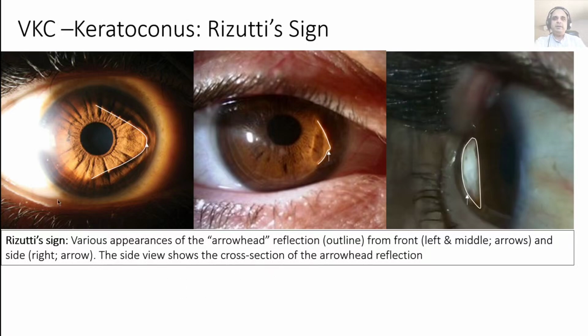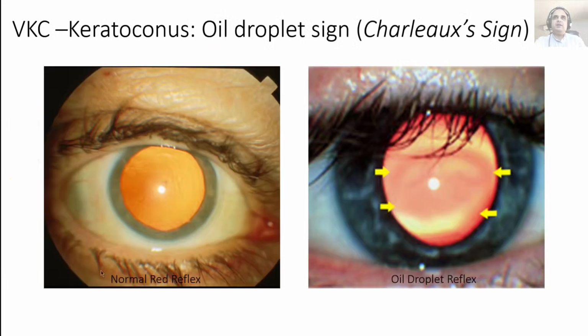So if you're using a pen torch and looking from the front, like you do a torch examination, this is how that corneal reflex would appear on the nasal side, and that's simply because of the change in shape of the cornea that produces this sign, Rizzuti sign. This is the oil droplet reflex, or the Charlot sign, and as you can see, the oil droplet is a swarm of colors like you see in a drop of oil as compared to a very homogeneous color that you see in a normal red reflex when you're doing distant ophthalmoscopy.